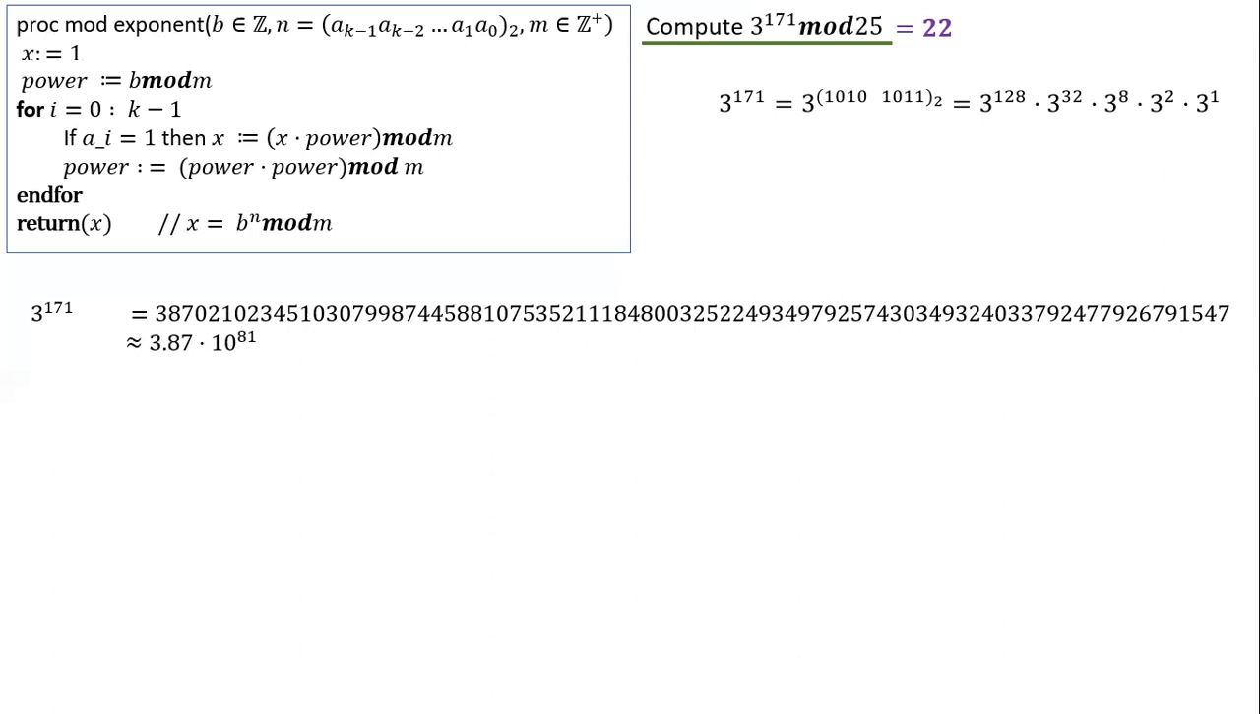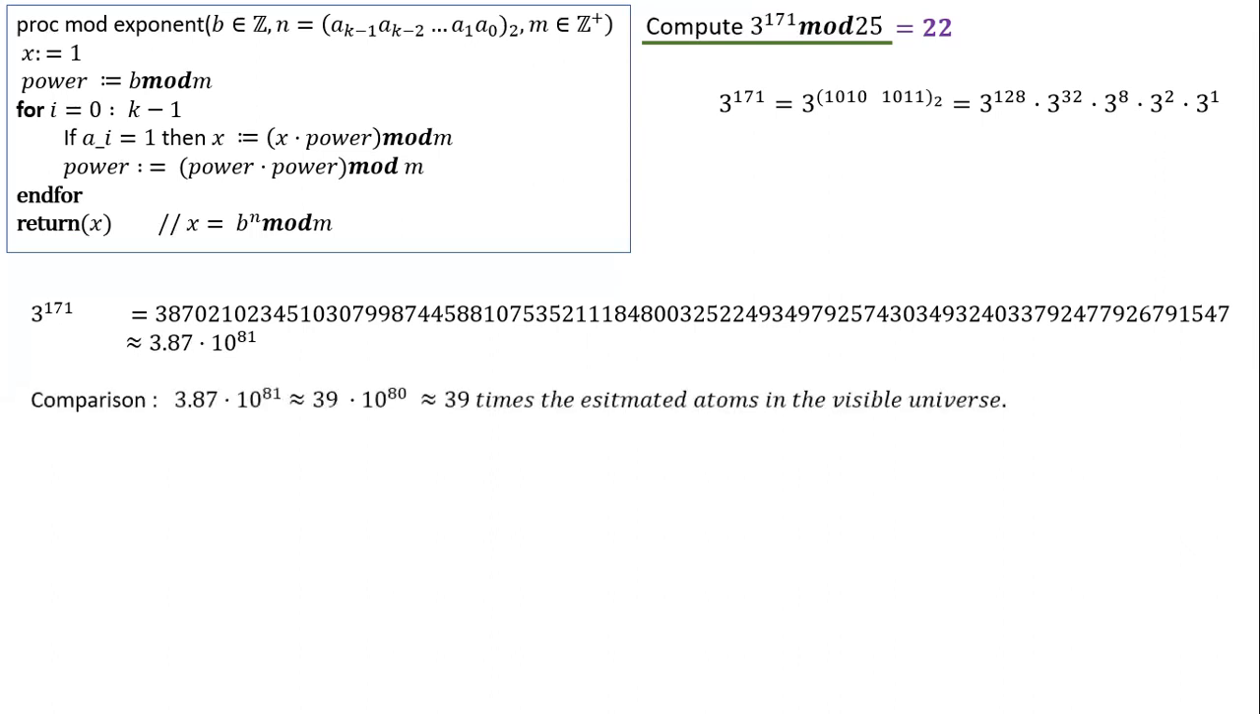To put just how big this number is in perspective, if you rewrite this as 39 times 10 to the 80, 10 to the 80 is roughly the estimated number of atoms in the visible universe. So we're 39 times that number. That's how big this number was, and we were able to do it relatively by hand here. So the largest thing I asked you to do, again, would have been 24 times 24.